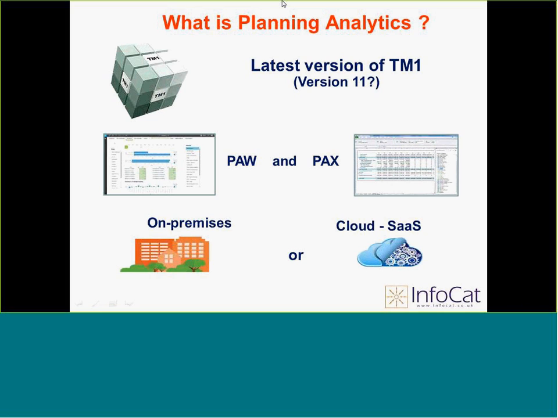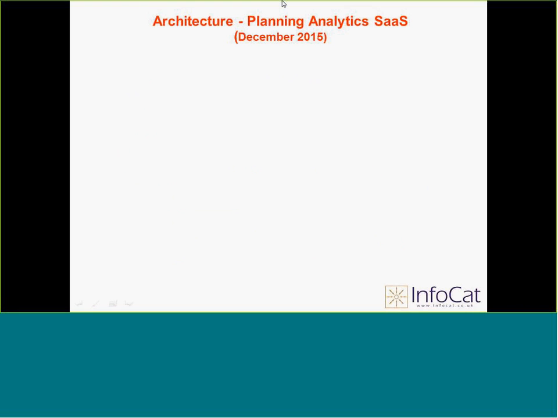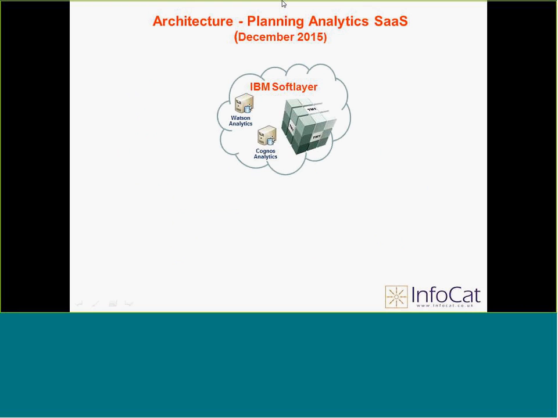So how do these components fit together? Well, first of all, I'm going to cover the SaaS version, the software as a service version, which first became available almost 18 months ago now. In this situation, you have the TM1 server running on the IBM software cloud. That's sitting in a data center somewhere in London or Amsterdam.